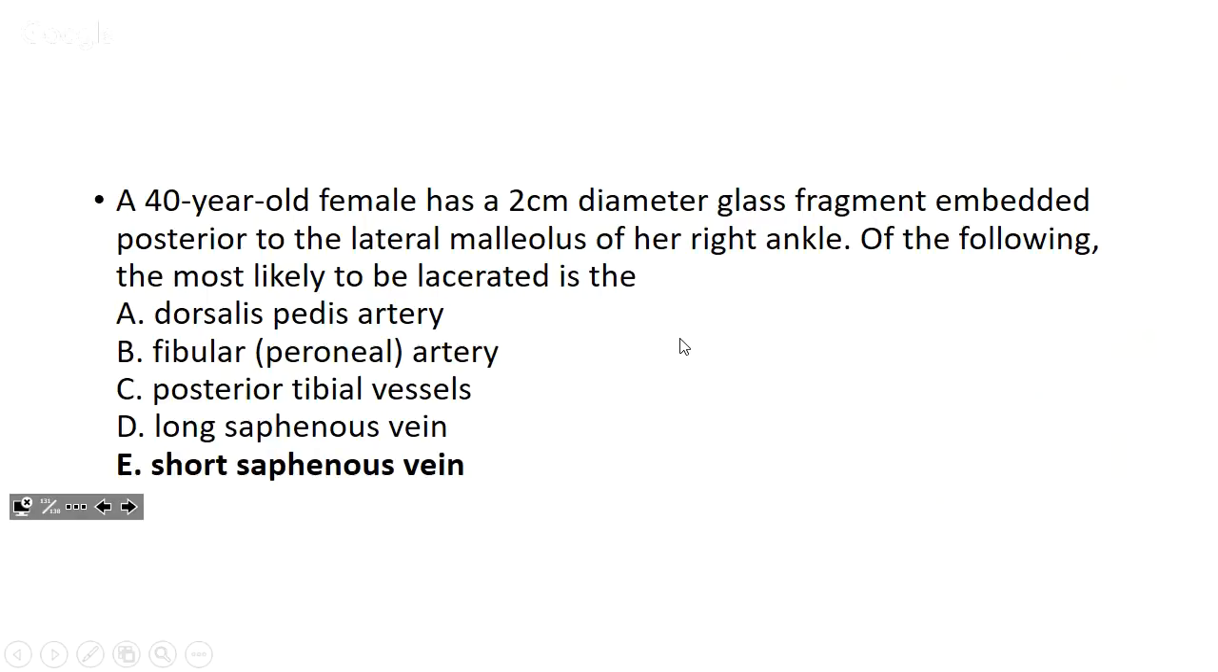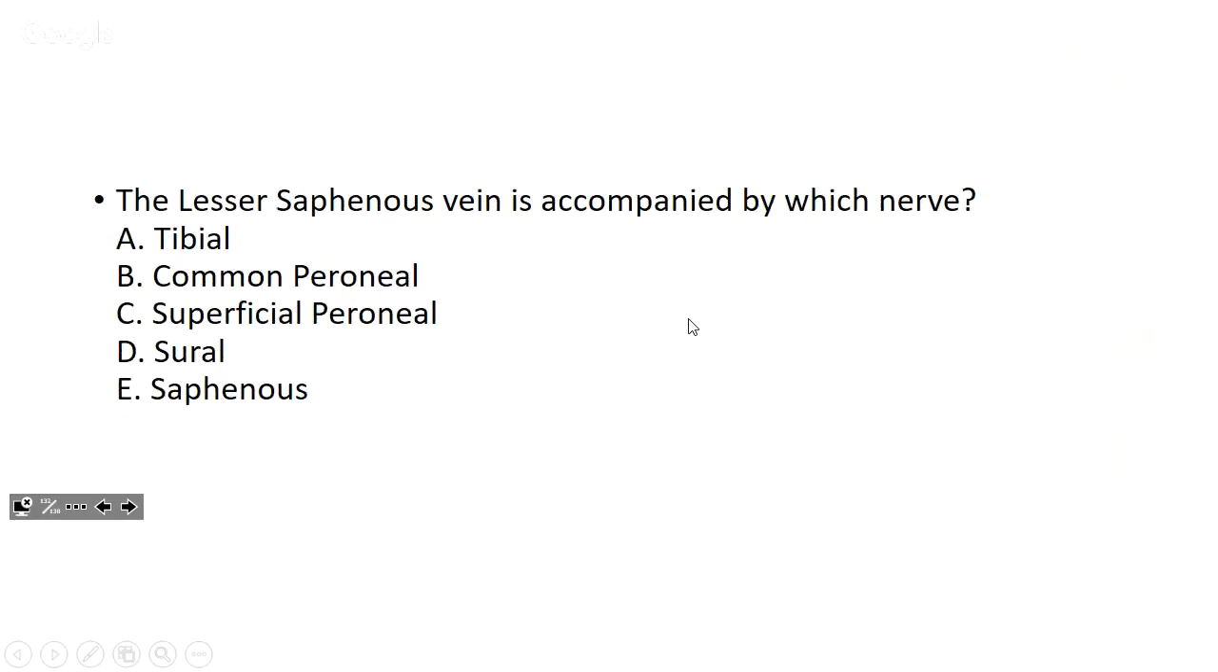So it's the short saphenous vein. These are really like buzzword things. You just need to remember which vein goes where. The lesser saphenous vein is accompanied by which nerve? I was sort of talking about that before. Sorry, it should be just the saphenous vein, not the lesser saphenous vein. Apologize for that.